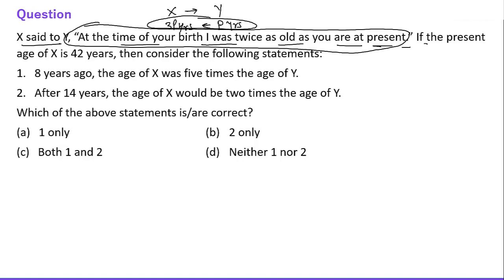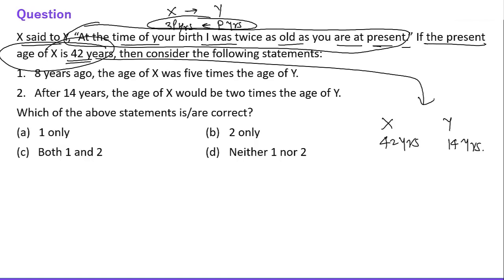So now the question is saying, if the present age of X is 42 years, it means the present age of Y is 14 years. Right? So from this information, we can say if the present age of X is 42 years, then obviously the present age of Y is 14 years. First statement, 8 years ago, the age of X was 5 times the age of Y. 8 years ago means this is 6 years and this is 34 years. No, not correct. This has to be 30 to become 5 times. So this is not correct.